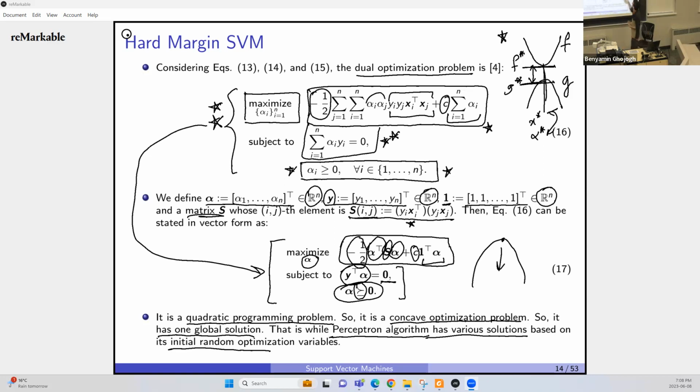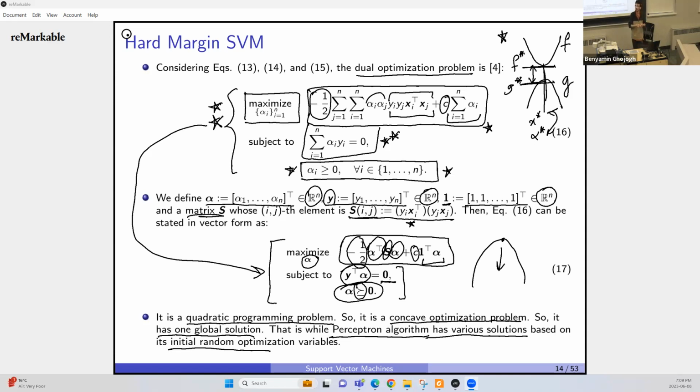The gap might be 0 or might be positive, but the gap is never negative. And then we moved from the primal optimization problem to the dual optimization problem, and we solved this dual optimization problem. This is a quadratic programming problem. It can be solved using the interior point method or any optimization toolbox. It has an iterative solution. Although it's iterative optimization, it always ends up at the same solution.